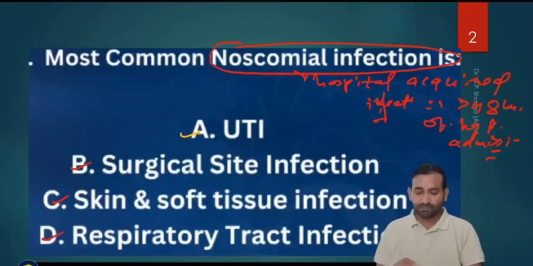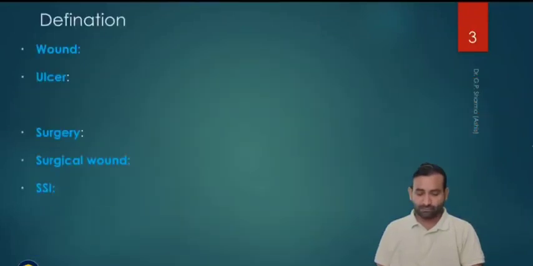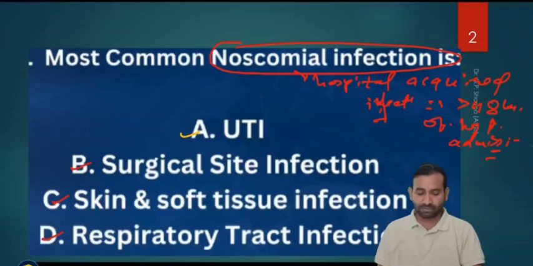So among these, the most common nosocomial infection usually is the UTI, right? Urinary tract infection is the most common nosocomial infection. This is a question in the exam. Please be careful in your coming FMG exam. And they will ask you what is the most common organism causing nosocomial infection. The organism is Staphylococcus aureus. So please remember, this is another question in the exam.